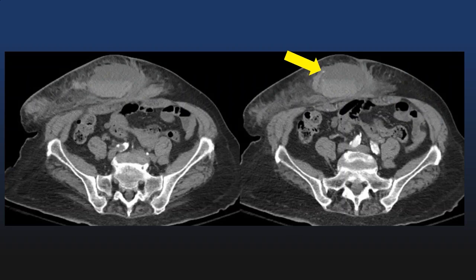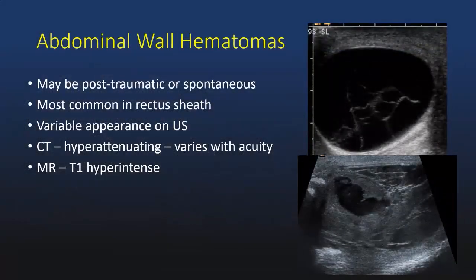Here's a patient with an acutely painful palpable abdominal wall mass. These are pre- and post-contrast CT images demonstrating a hematocrit level within the mass and marked surrounding soft tissue stranding. After administration of intravenous contrast, there are 2 foci of active extravasation, and this is an abdominal wall hematoma that occurred in the setting of anticoagulation and a spontaneous bleed.